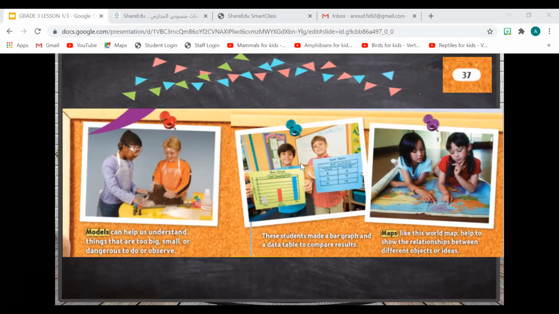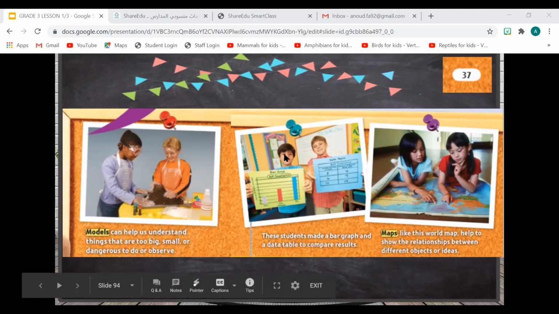See, they are all equally important, but what I mean is that the graph can help you to understand the data, can help you to understand the information. Not only drawing graphs, also models. When you make a model, look over here, these two guys are making a volcano and they want to do an experiment. Models can help us understand things that are too big, small, or dangerous to do or observe outside. So models are helping us to analyze data or to take information out of it.